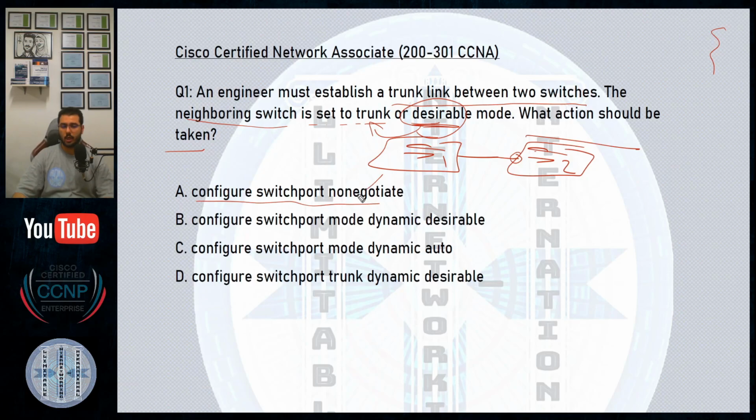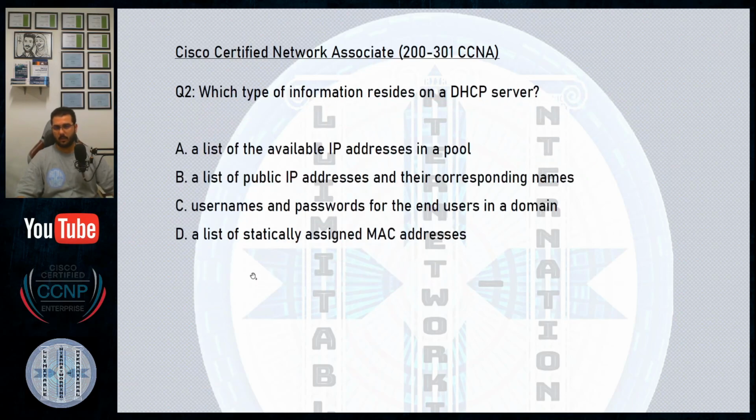Configure switchport nonegotiate will deny becoming a trunk in the future totally. Configure switchport mode dynamic desirable could be, and configure switchport trunk dynamic desirable could be, but the perfect answer here would be configure switchport mode dynamic auto. Dynamic starts the auto negotiation, and auto declares itself as an auto port because the other port is desirable. This is the perfect situation in trunking as well as in PAgP, when you have two ports, one of them desirable and the other auto, so PAgP will happen, the port channel will happen, and here the trunk link will happen.